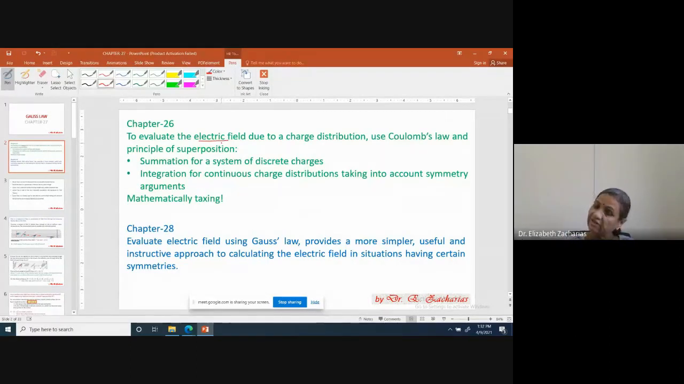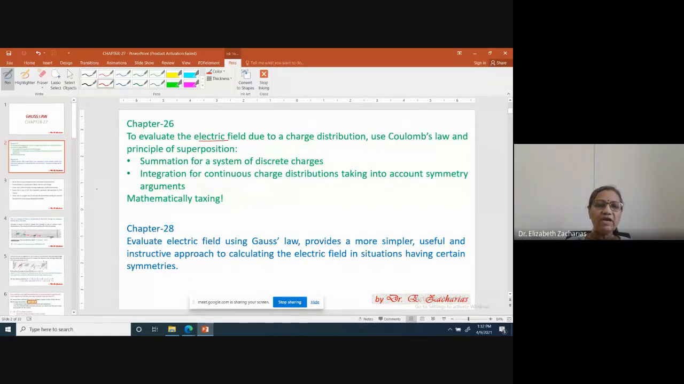And how did we find the electric fields? We have simply used the equation E is equal to F by Q naught, where F is the Coulomb's law. So we just used Coulomb's law, and then we used the principle of superposition. For a system of discrete charges, if we had a collection of charges, we just applied the principle of superposition to get the net field.